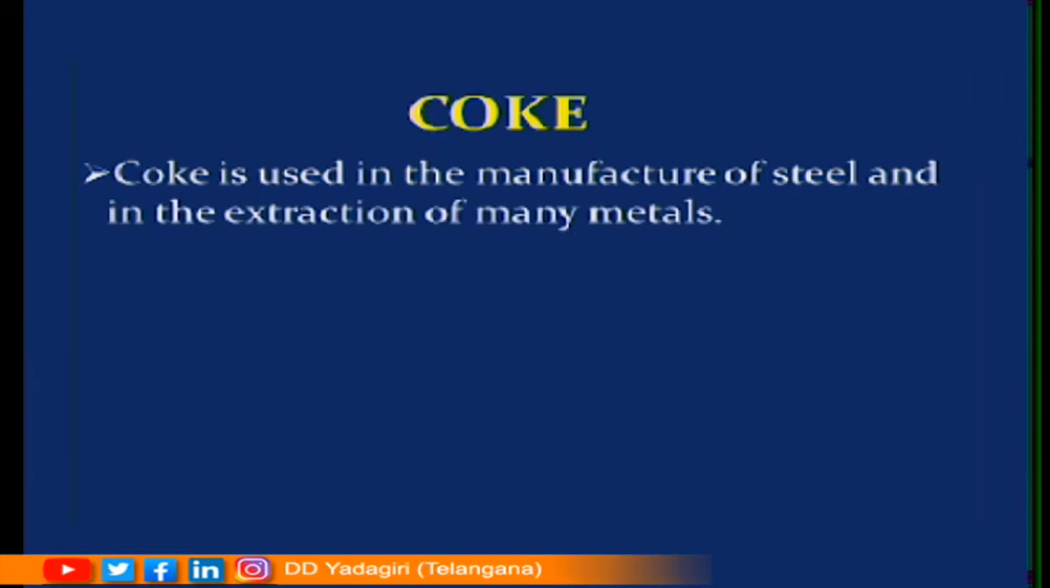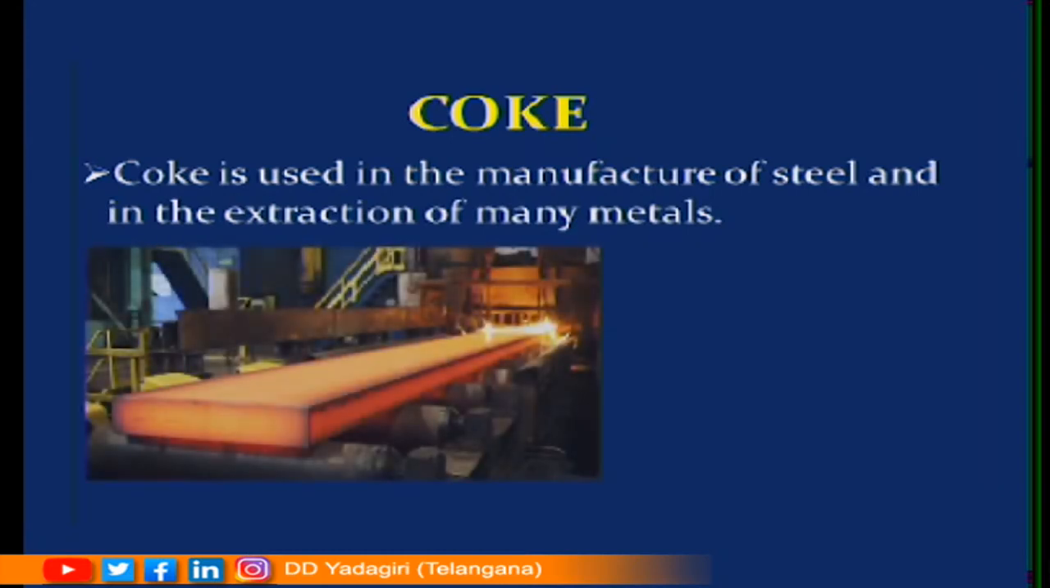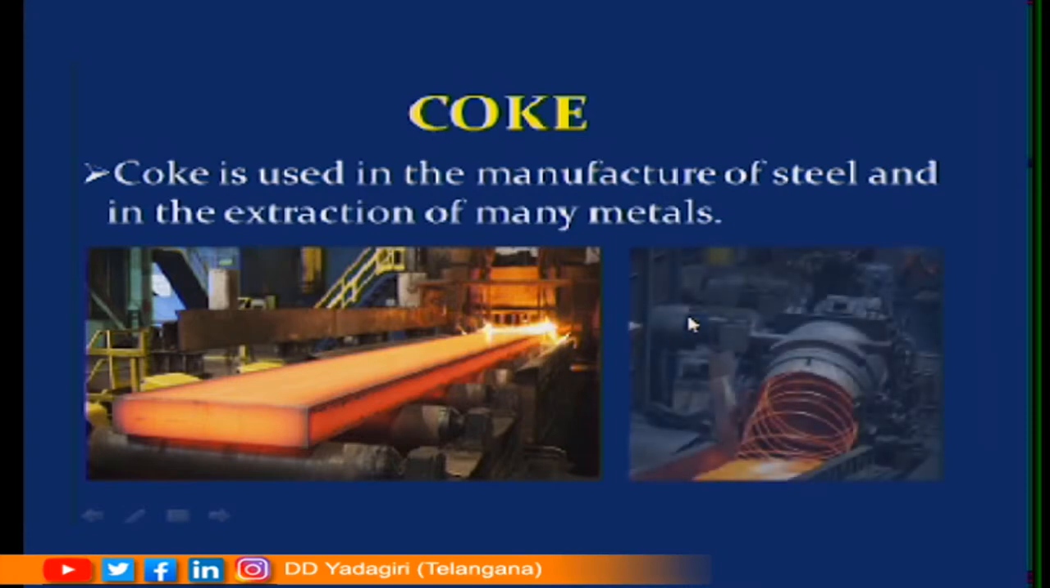Coal is very hot, but coke is also very hot, though when compared to coal, its hardness is somewhat less. Now, coke is used in the manufacture of steel, in the extraction of many metals. Look at this picture. Now, it is the manufacturing of steel. Coke is used to heat those metals. We get a tremendous amount of heat whenever coke is burnt.